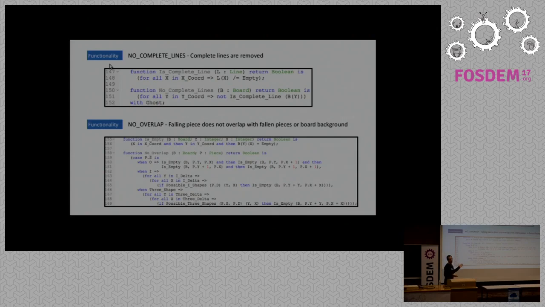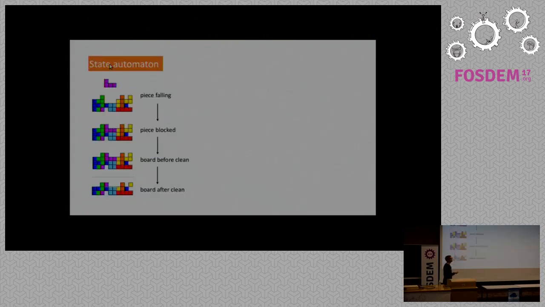Well, these properties don't always hold. They hold at certain parts of the program. And for this, we need to express the underlying state automaton of the program. For this Tetris, that's really simple. First, the piece is falling here. Then the piece is blocked. Then the piece is included in the board, so there's no current piece anymore. And then, hopefully, some full lines are removed and you score points. And here we get the board where the full line has been removed.